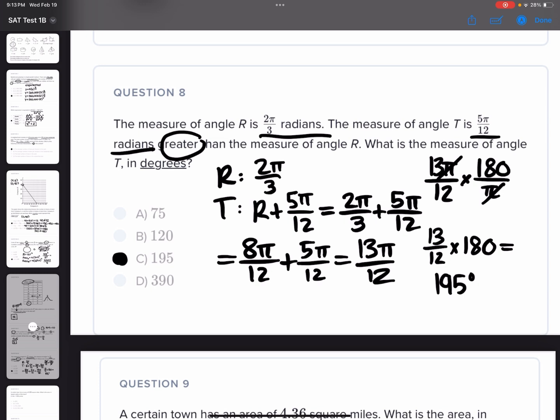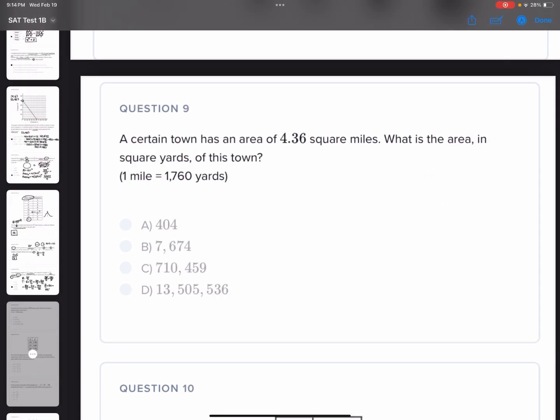Okay. Other answers might have resulted from trying to just convert the regular angles that they give you, without any adding, just into degrees. That's not the right answer. You're going to need to add them, and then for t, of course, we're trying to find angle t. Okay. All right, next question.